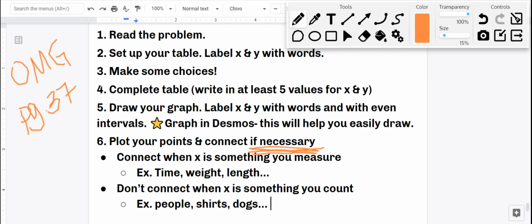But when my X is something we count, like people or shirts or dogs or computers, anything that you would count that you can't have part of. I can't have part of a computer because then my computer wouldn't work. Okay, I do not connect. That's called a discrete graph, just like Ms. Castor said on the bridge problem. And when you can connect it, it's called a continuous graph. So throwing some math lingo at you. So these are the steps. Go ahead and go to part 2, and we're going to do a problem with these steps.